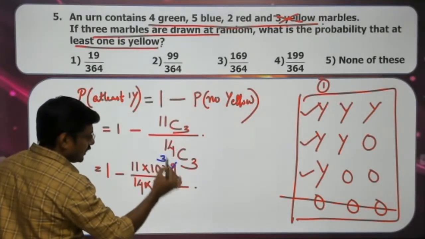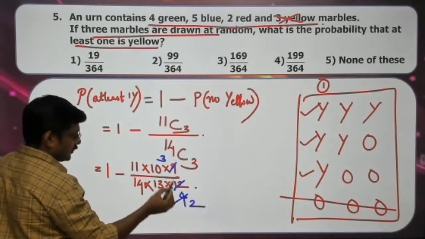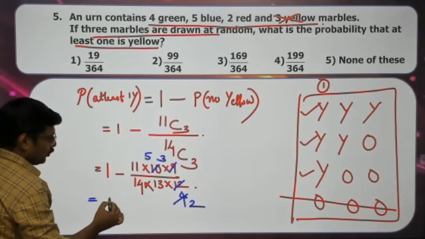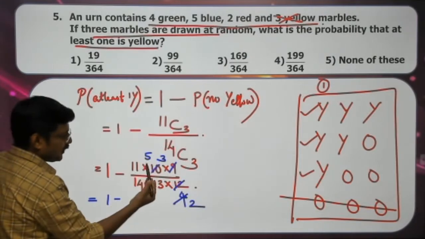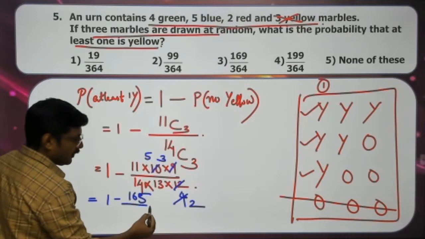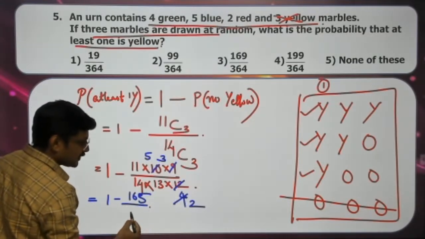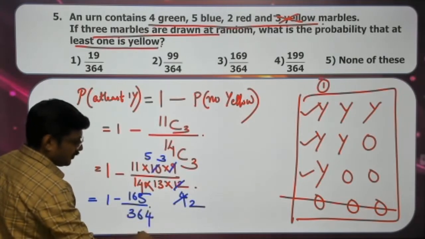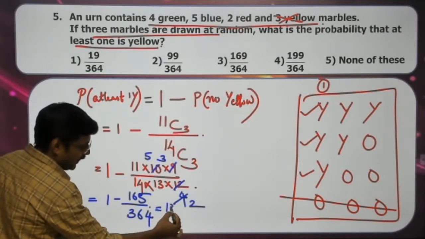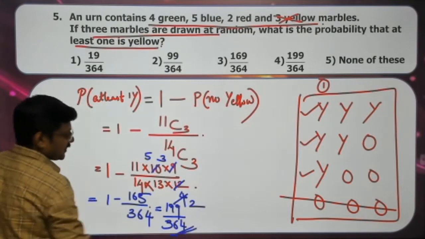3 cancels 3 times, and 3 it is 4 times, 4 it is 2 times, sorry 2, 2 times, and 2 it is 5 times. So we can say that it is 1 minus 5 3s are 15, 15 into 11, that is 165, divided by 14 into 13 into 2, that is 364. Okay, so on crossing, 364 minus 165, it is 199. So we can say that 199 by 364, that will be the answer for the question.